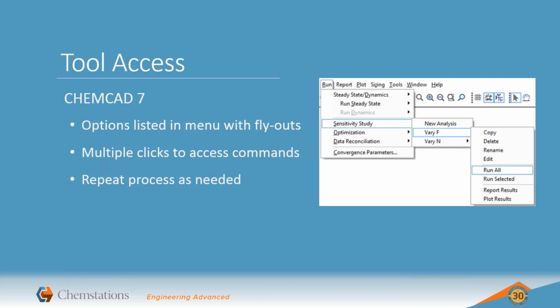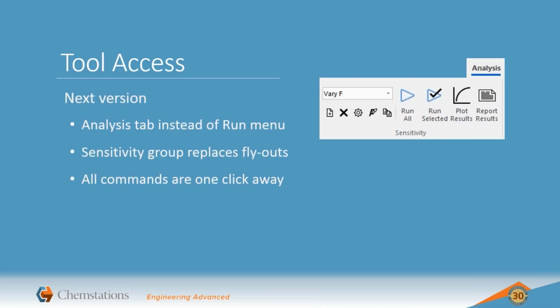In ChemCAD 7 and earlier versions, sensitivity analyses and their options were all listed in the Run menu. Running the analyses or plotting results required multiple clicks, and we repeated this process when using any of these commands. This complex structure has been replaced by the sensitivity group in the Analysis tab, where all the commands are now one click away.